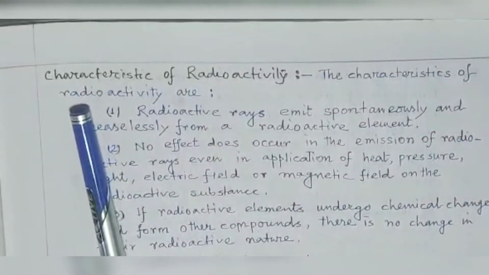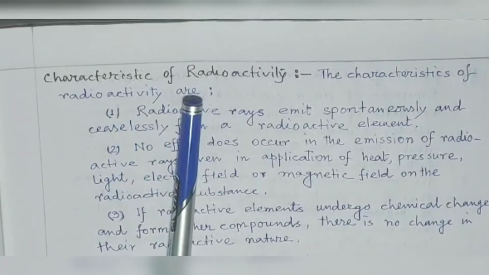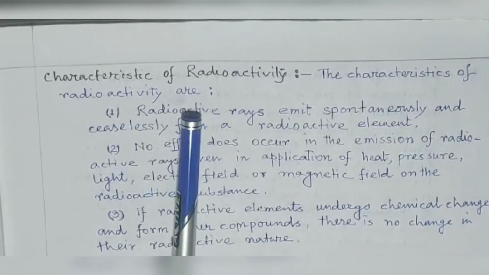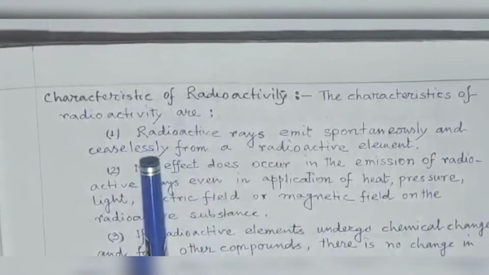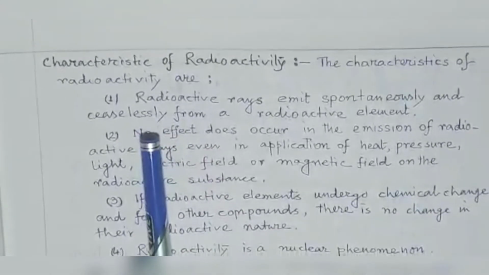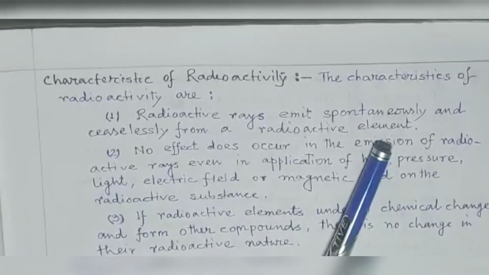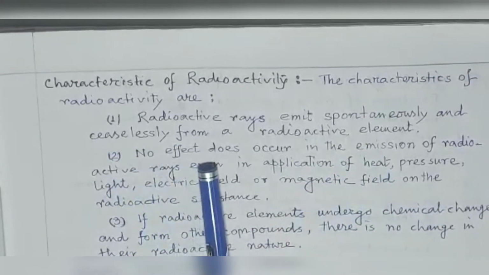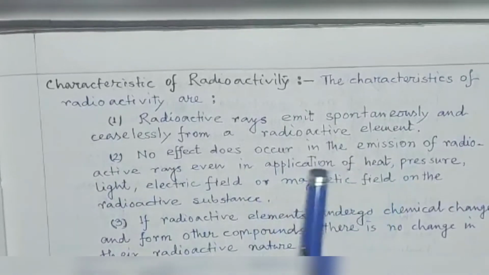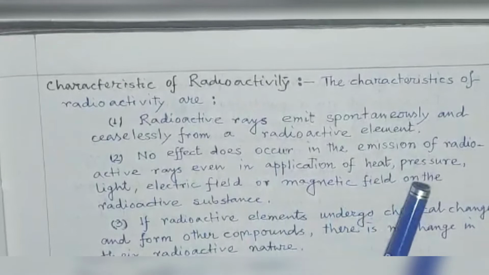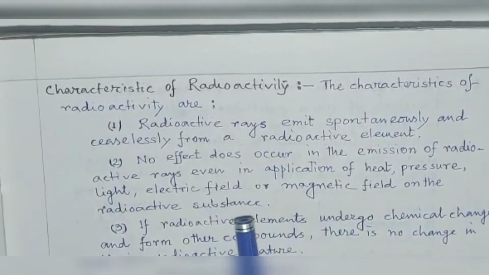Now we discuss the characteristics of radioactivity. There are many characteristics of radioactivity, and these are: number one, radioactive rays emit spontaneously and ceaselessly from a radioactive element. Number two, no effect occurs in the emission of radioactive rays even with the application of heat, pressure, light, electric field or magnetic field on the radioactive substance.